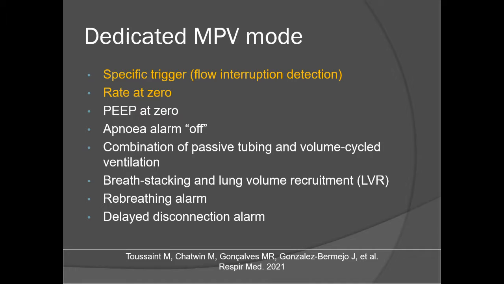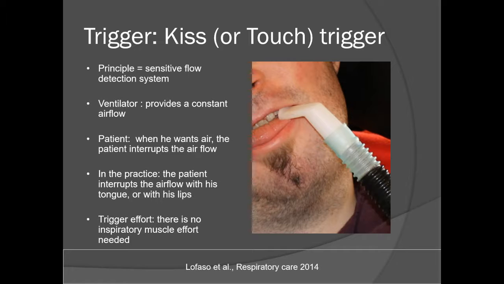The most important items are the specific trigger with the flow interruption detection, but also the possibility to set a rate at 0. Besides that, there are also other possibilities, but I will now speak a little bit more about the specific trigger. So what is this specific trigger? The name of this trigger is the kiss or touch trigger, and the principle is that there is a sensitive flow detection system.